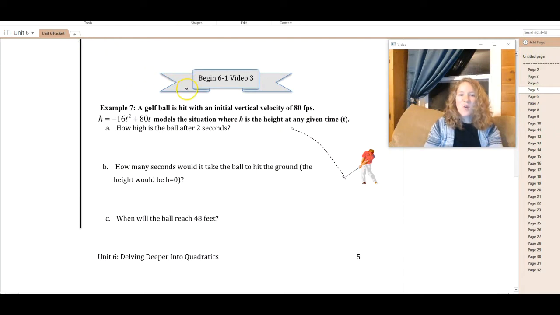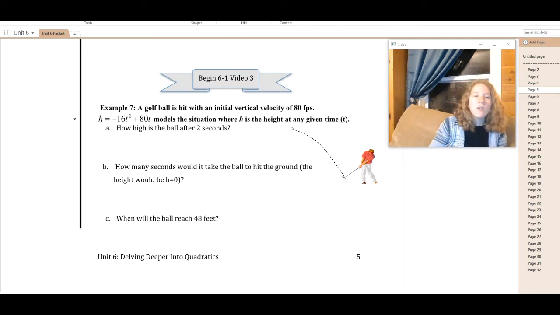Alright guys, so we're going to do one word problem before I let you go do your practice. In this example, a golf ball is hit with an initial velocity of 80 feet per second, and we give you this formula. The height equals negative 16t squared plus 80t, and then there's no constant, where h is the height at any given time, and t is your time. So we're going to ask you several questions about this. The first is, how high is the ball after 2 seconds?